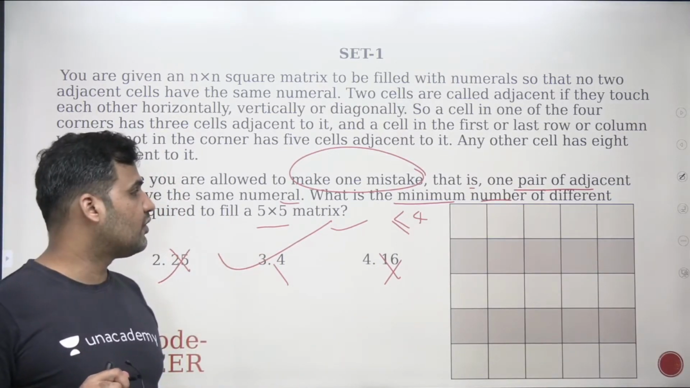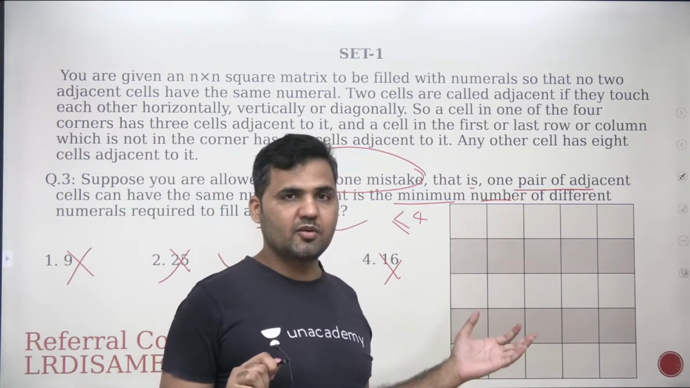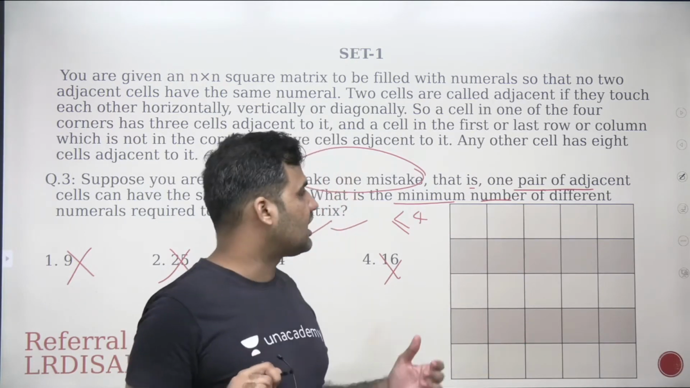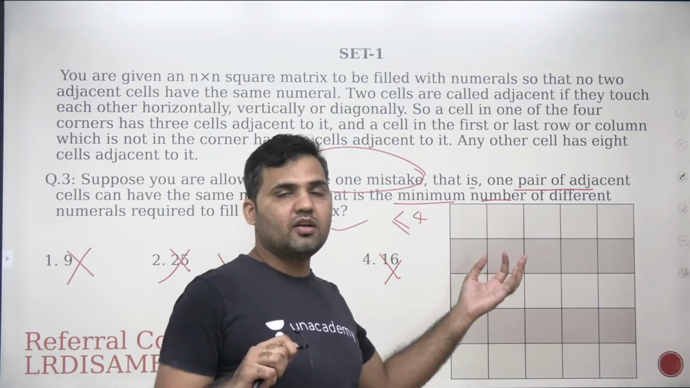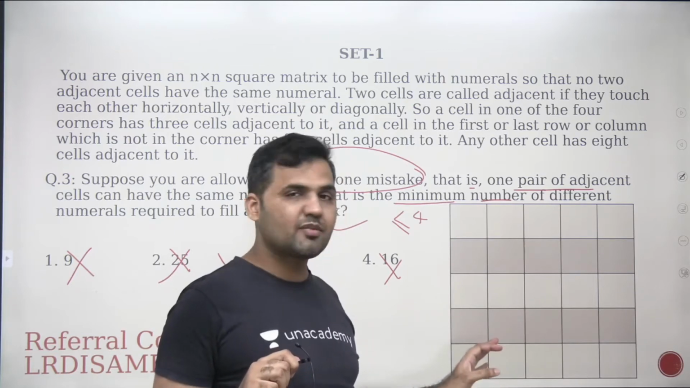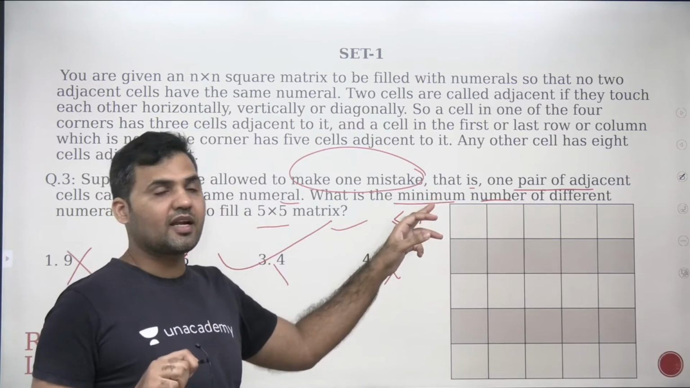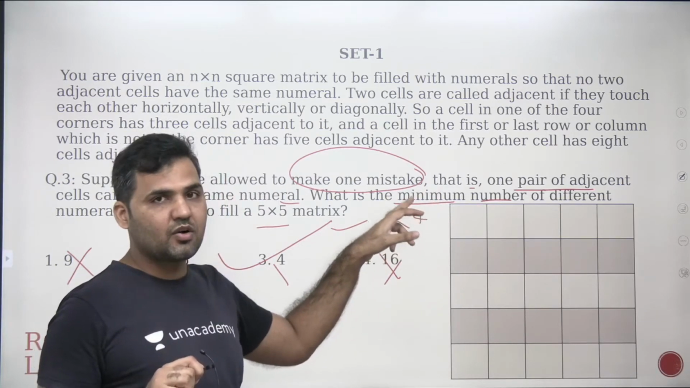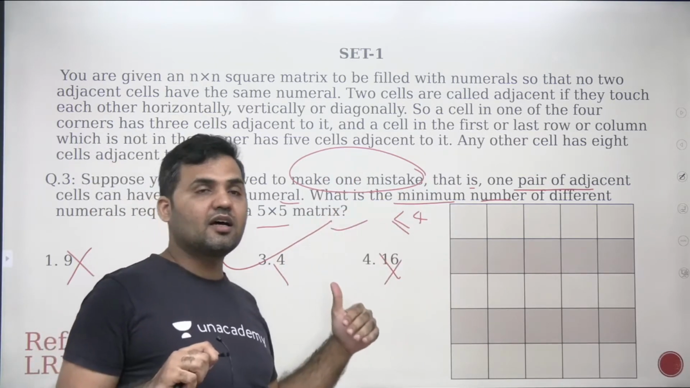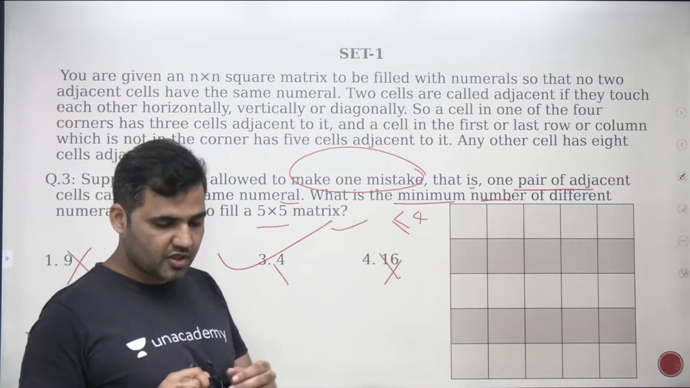Why can the answer not be more than 4? Because without committing a mistake, I was using 4 digits as a minimum number of digits, right? Now when the examiner is allowing me to commit one mistake, that means I might require only 3 digits to fill the 5 into 5 square matrix, or 2 or 1, but the answer cannot go more than 4, right? If the mistakes are not allowed, the answer is 4. Now if the mistakes are allowed, how can the answer be more than 4? So therefore straight away the answer will be option number 3.